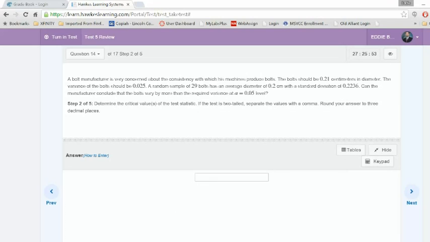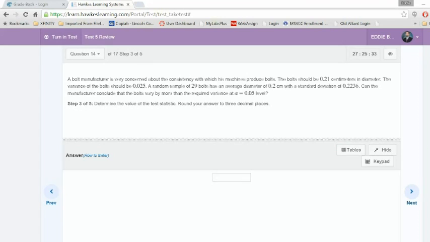So that is our answer here. 41.337 if you want to know the critical value. It does say around the 3 decimal places, so that's why we need to use 41.337. Degrees of freedom was 28. And use the paper. All right.